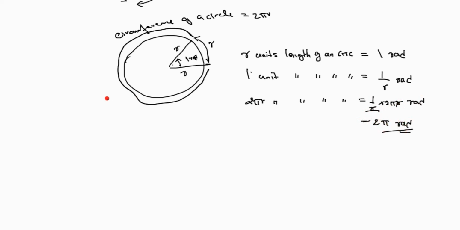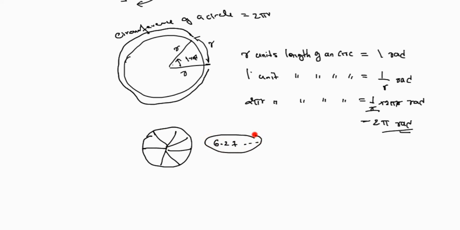radian. So if I cancel r, that means 2 pi radian. So we have seen that in one complete circle, the whole length of an arc, that is the circumference of the circle, will subtend an angle of 2 pi radian. That means one complete circle is divided into 2 pi radian, that is 6.27 something. So this much division in the case of radian.